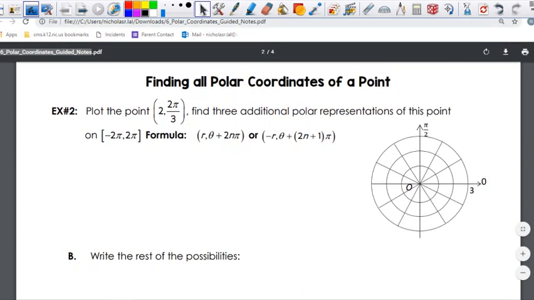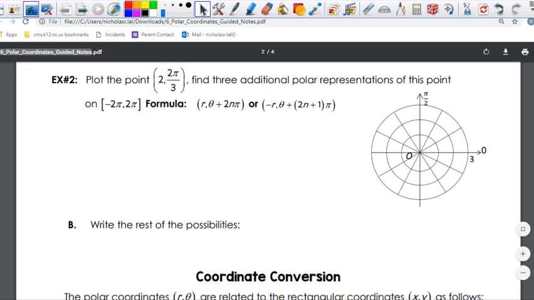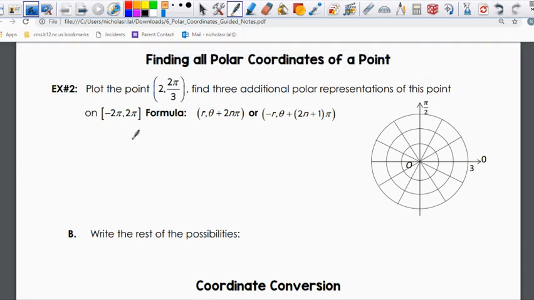All right. Finding all polar coordinates of a point. Plot the point 2, pi over 3, and find 3 additional polar representations for your point. All right. So step 1 would be you could add or subtract 2 pi. So you can always add or subtract 2 pi. So one additional way to represent this polar coordinate is you can add or subtract 2 pi.